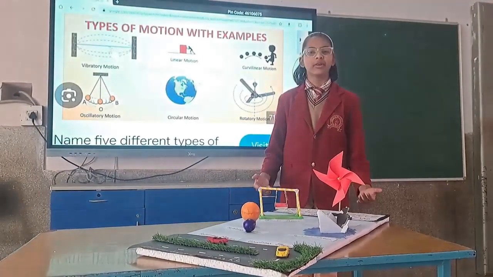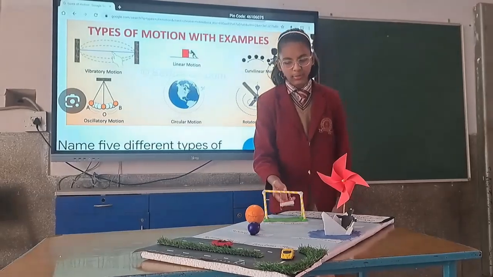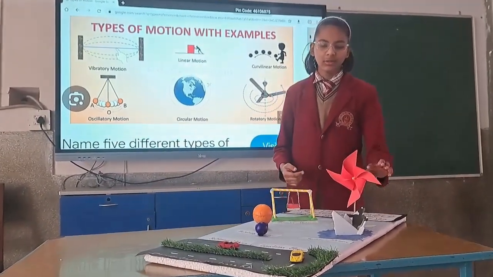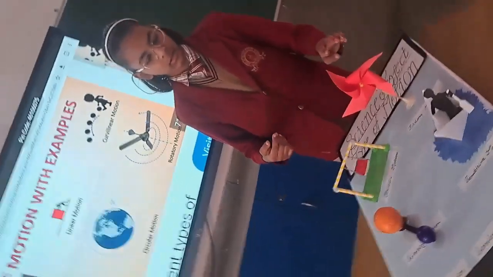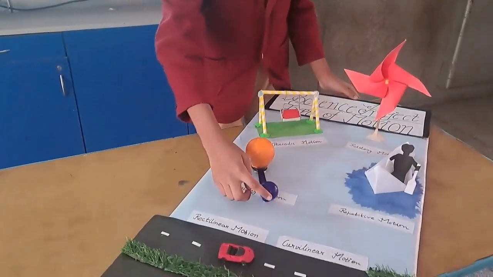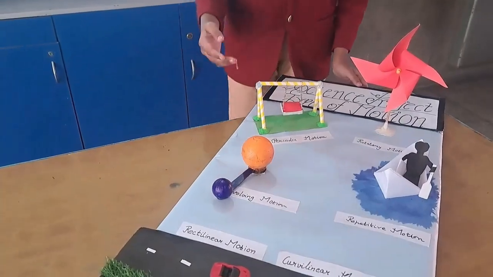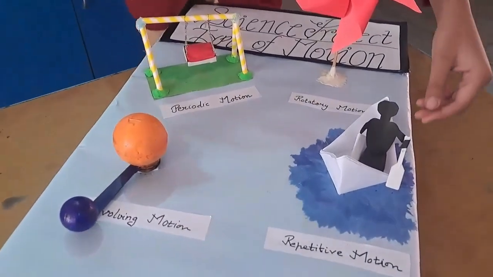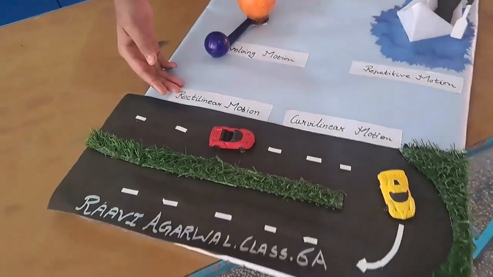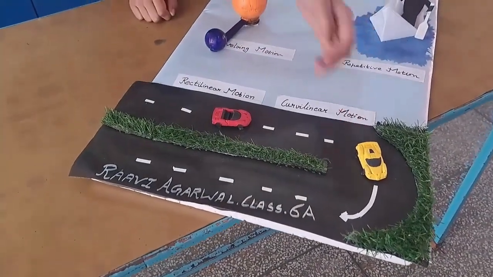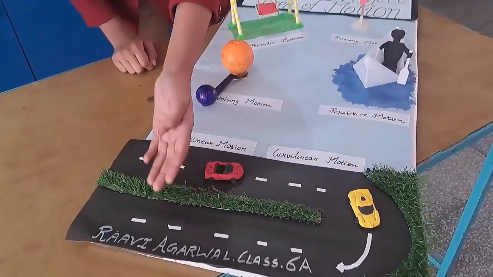There are different types of motion. First, periodic motion, because it repeats its motion in a regular interval of time. Second is rotatory motion, because it moves on its own axis. This is revolving motion, because in this motion an object is revolving around a sun. This is rectilinear motion, because a car is moving on a straight road. This is curvilinear motion, because a car is moving on a curved road.